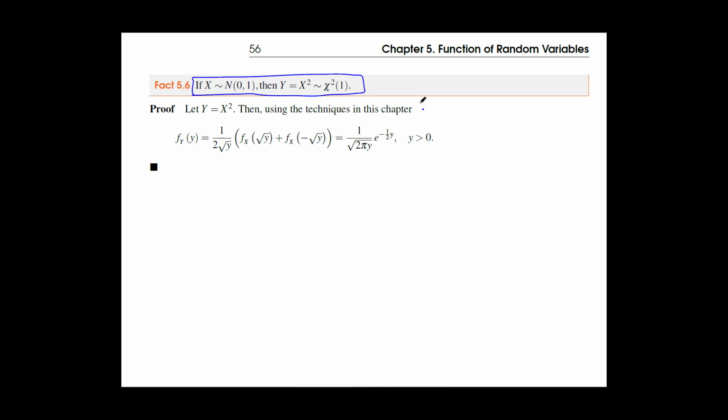Right, so this is the PMF of the standard normal right here, right? And we have two roots in this case, the square root of y and the negative. So this is what you get, and this would be the chi-square distribution for 1 degree of freedom. Now we can do it for more. It's a little bit more involved, but just to give you an idea.